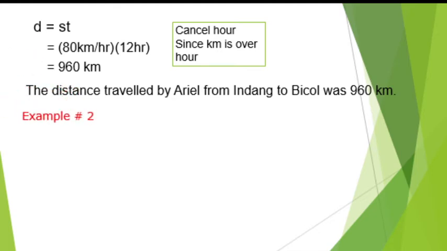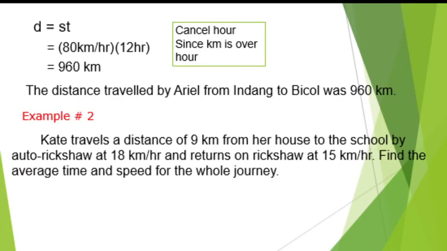Example number 2. Kay traveled a distance of 9 kilometer from her house to the school by auto rickshaw at 18 km per hour and returns on a rickshaw at 15 km per hour. Find the average time and the speed for the whole journey.